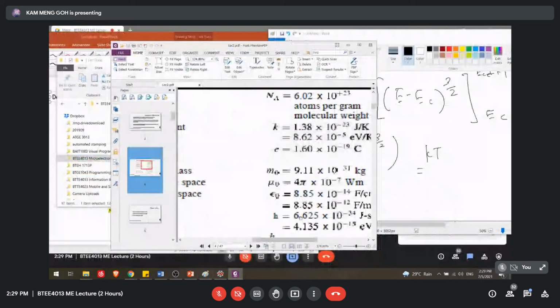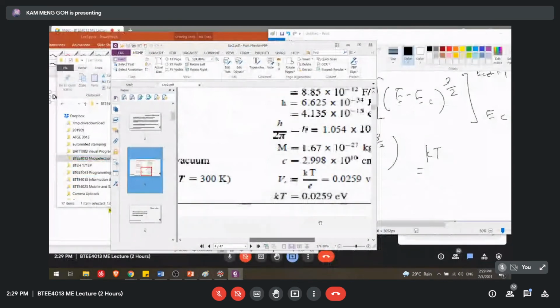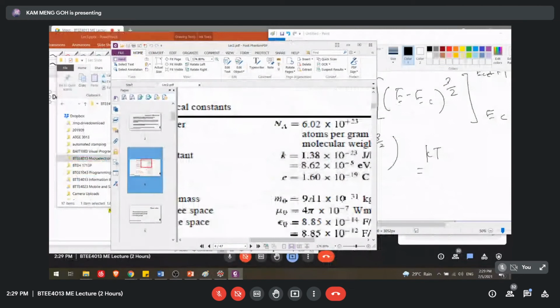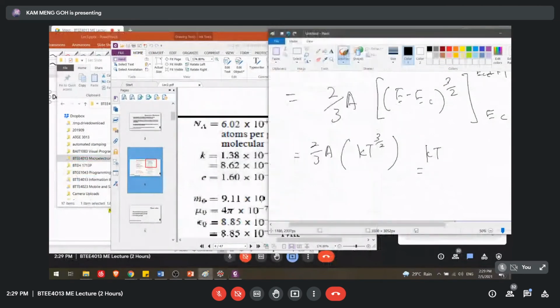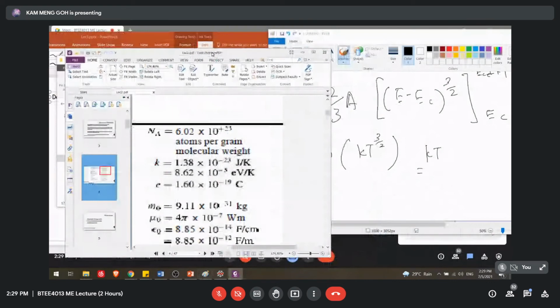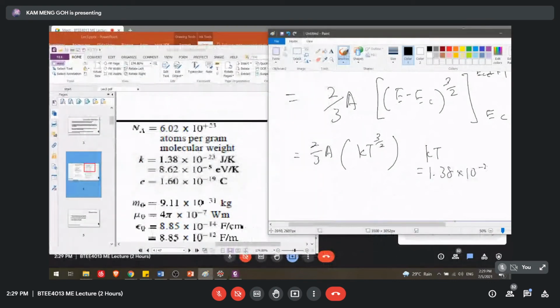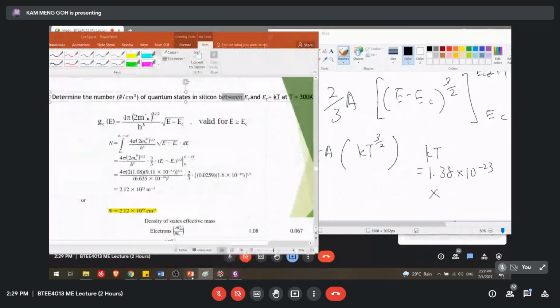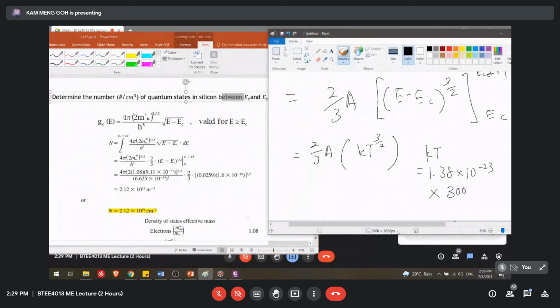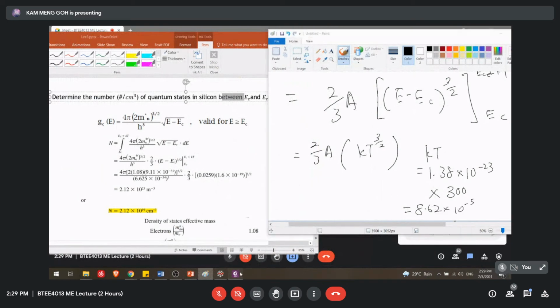Okay, Boltzmann constant. Where is my Boltzmann constant? K, okay, 1.38 times 10 to the power negative 23. Then your T. So in this case, let's see. Temperature at 300 K, multiplied by 300. Okay, and then you keep on multiplying this, then you get 8.62 multiplied by 10 to the power negative 5. Yeah, this one.